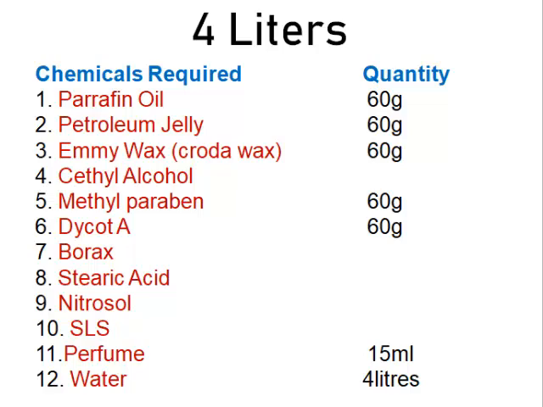The scale on your screen shows how to prepare 4 liters of hair conditioner. So we'll be in need of paraffin oil, that is 60 grams. Then we need also 60 grams of petroleum jelly. We need 60 grams of Koda wax, and we also need about 60 grams of cetyl alcohol. Cetyl alcohol is used majorly in lotions, creams, and hair products. It smoothens and softens the skin and the hair, so it's one of the softeners in this particular production.